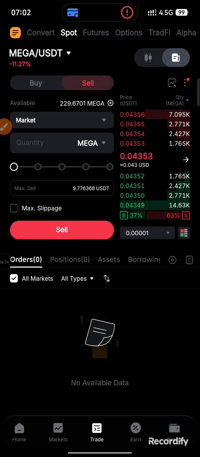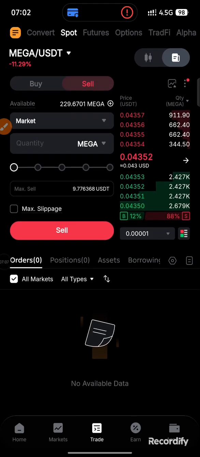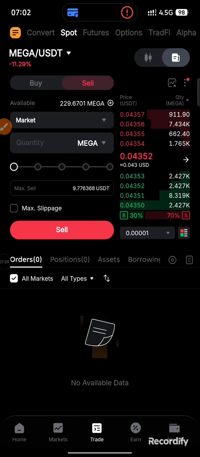Okay, so one of the things about this market price is that it shortens some things. But if you want to buy the exact price of what you want, always use limit. In limit it will delay you a little, but you must be patient and it will come to you.